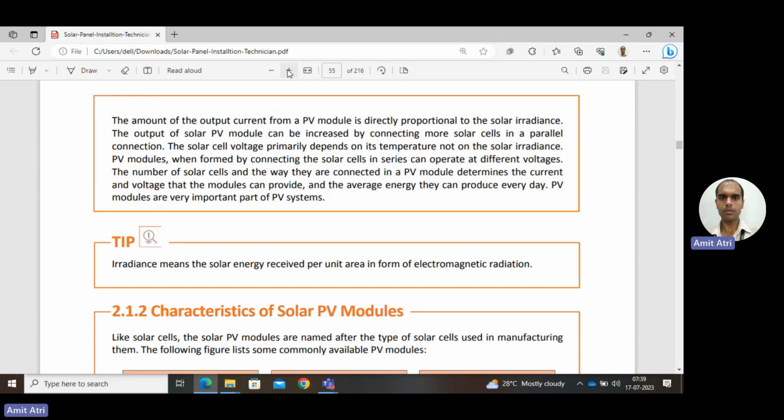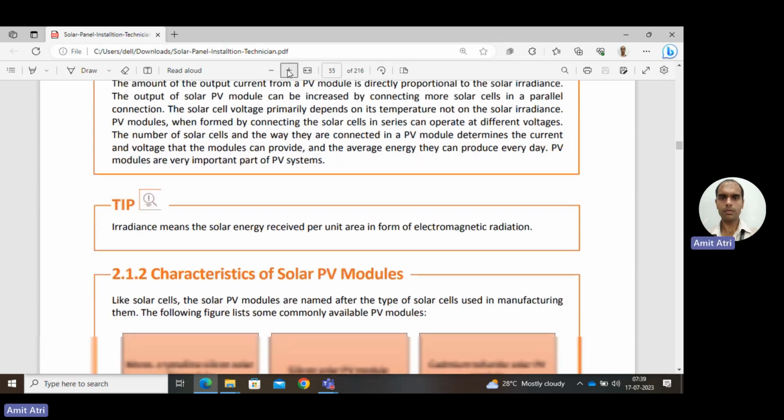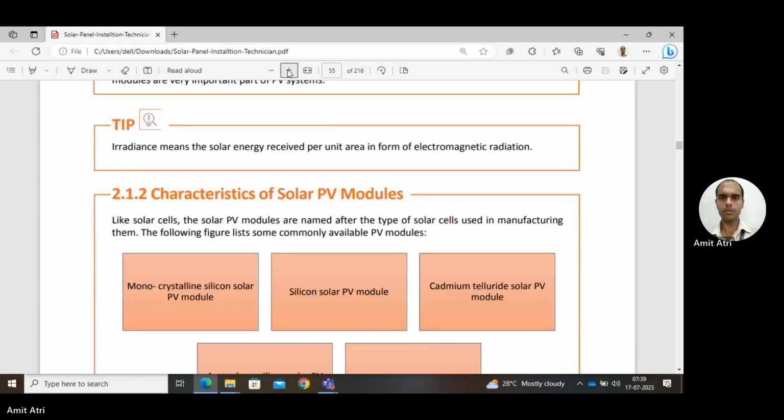The number of solar cells and the way they are connected in a PV module determine the current and voltage that the module can provide. How many solar cells we have connected in series determines the voltage. How many are connected in parallel determines the current. So we make a series and parallel combination to achieve our desired voltage and current requirement. There is a tip now: irradiance means the total solar energy received per unit area in form of electromagnetic radiation.